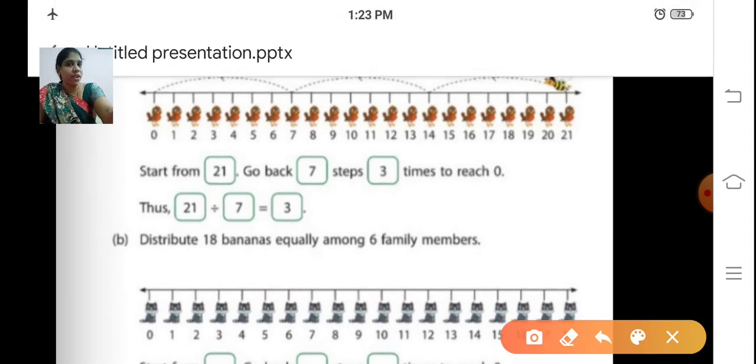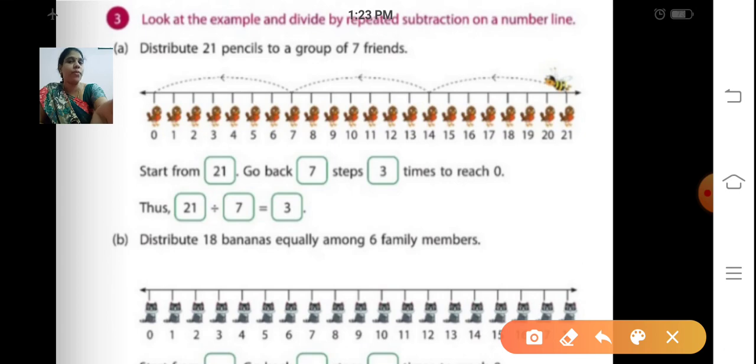So draw the number line. 21 pencils, right? So draw a number line from 0 to 21. 0, 1, 2 till 21. And now we are going to distribute among 7 friends, isn't it? So 7, 7. So shall we go back 7 steps? Yes. So first draw a number line from 0 to 21.